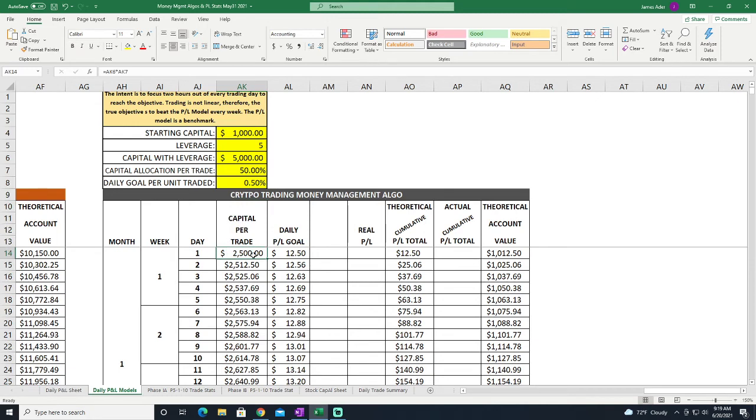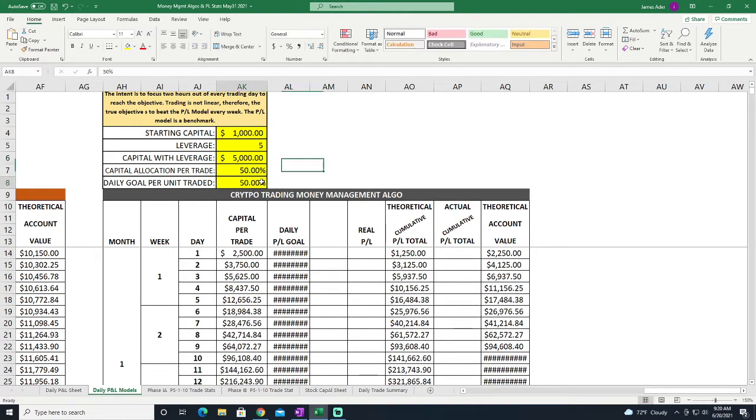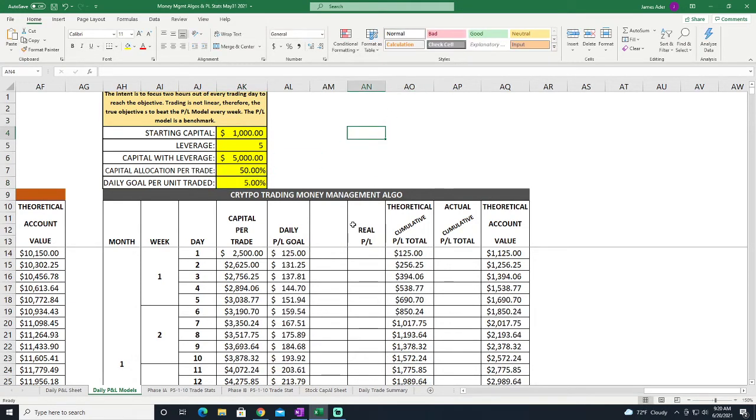Capital per trade is nothing more than starting capital times leverage, with how much allocation you're putting out per trade. That's all that's a function of. And then, of course, this is a function of what your daily goal is. So if we go 1%, it's 1% of the total capital traded. But we're going to stay at 0.05, sorry. There we go, 0.5%. I had to get my decimals right there.